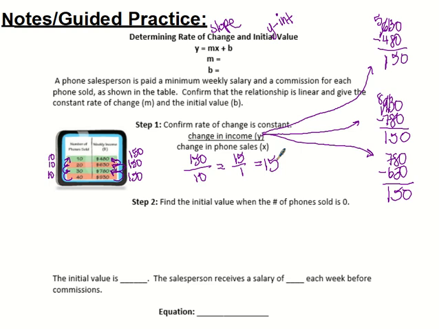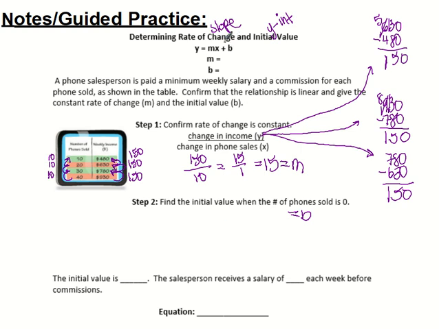We need to figure out what his initial value is. So even if the salesperson doesn't sell any phones, they still earn income. They get a weekly salary no matter what. So now what we need to do is figure out what is that weekly salary before the salesperson even sells any phones. So that's what it says here. It says find the initial value when the number of phones is 0. So that's what we're going to do. Okay. So I'm going to show you 2 different ways to find this initial value, which is our B, right? This was our slope, and now what we're trying to find is our B. So I'm going to show you 2 different ways.